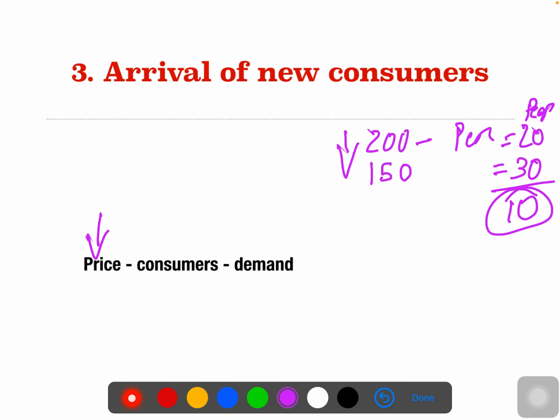So this way, whenever there is an arrival of new consumers, that means whenever the price decreases, the people who couldn't afford it before, now when they see that the price is decreasing, they come and purchase the goods. Because of that, the number of consumers increases, and they demand more and more goods. Price and demand again move in the opposite direction in this case also. Because of that, the demand curve will be downward sloping.